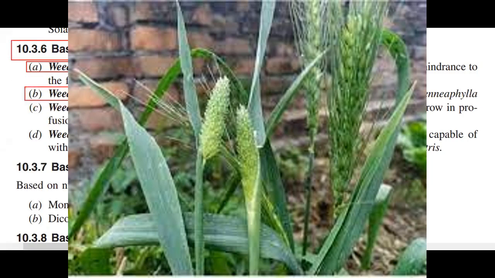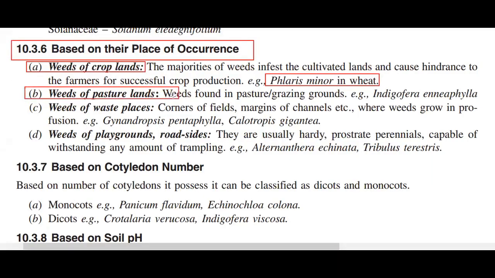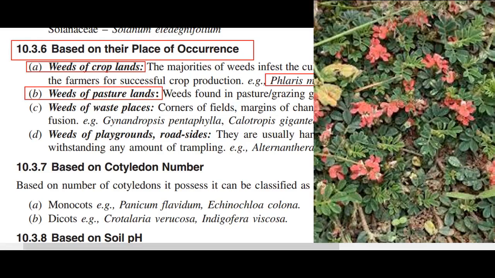The second one, weeds of pasture lands or grazing lands, because pasture lands are generally used for pasture or grazing grounds. The weeds that occur on those lands are known as weeds of pasture land. An example is Indigofera enneaphylla.